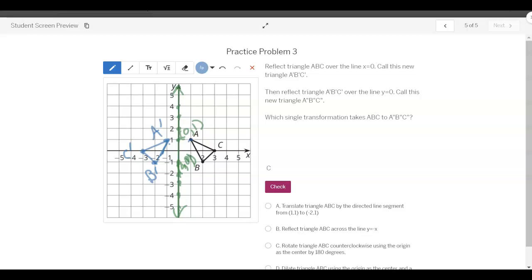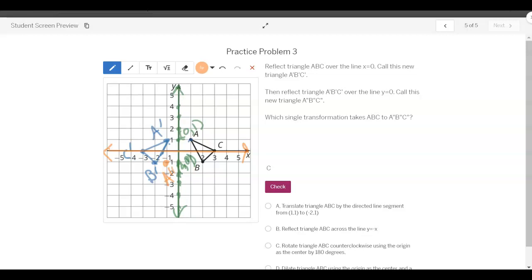Okay, so now we have to do y equals 0. So when does y equal 0? Y equals 0 all along this x-axis, because x is changing, but y is staying at 0. So if I reflect over y equals 0, point A is pretty straightforward. I'm going to put it over here, and this is going to be A double prime.